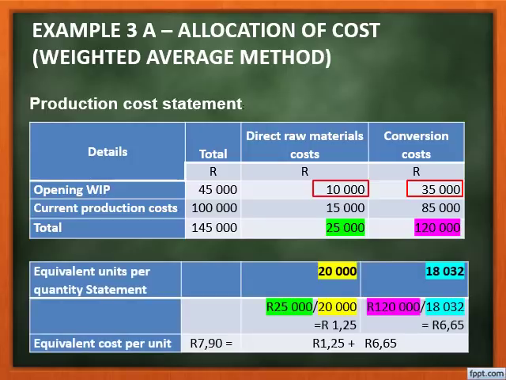To calculate the cost per unit value for each column, you will simply take the total cost divided with the total equivalent units for each column. The total equivalent cost per unit, the 7.90 Rand, is the direct raw materials unit cost of 1.25 Rand plus the conversion unit cost of 6.65 Rand. Now that we know what the equivalent units are and the cost per unit, we can start to allocate the cost.